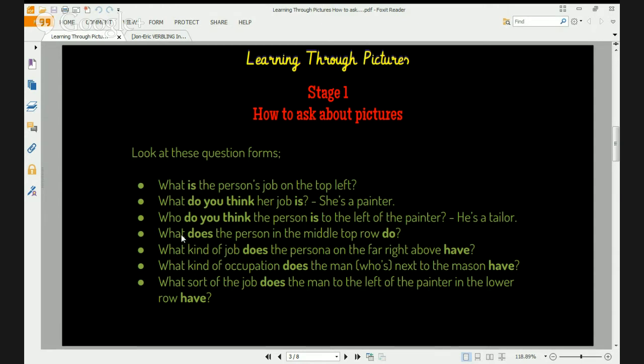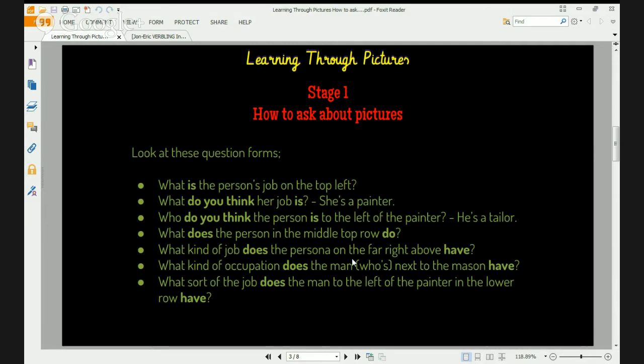In the next example, you can see, what does the person in the middle top row do? As you can see, the verb goes at the end of the sentence. What does is the first verb, then you have the main part and the description, do at the end. Same thing here. What kind of job does blah, blah, have? Now this time we have our third question form with have. When have is the main verb, do is the auxiliary verb. When do is the main verb, do is also the auxiliary verb. When is or was or were is the main verb, there is no auxiliary verb unless you want to add an extra expression. It's not necessary.